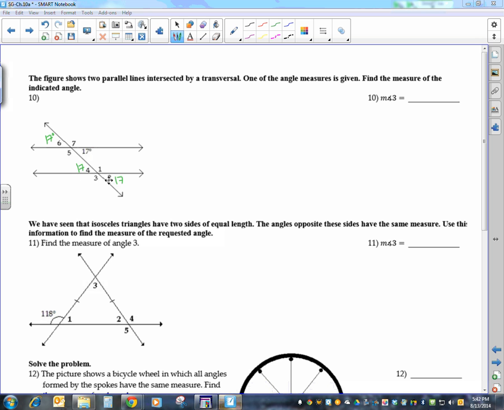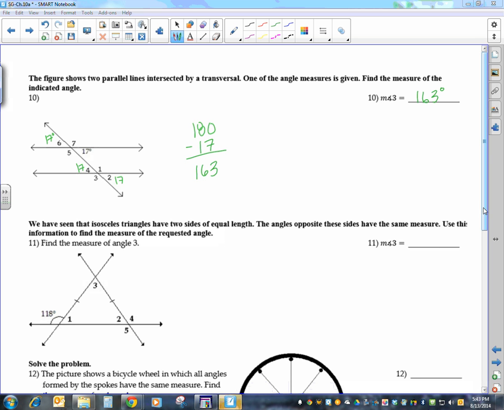But according to this, I need angle 3. So hopefully you can see that these two together form a linear pair. So I'm going to subtract 180 and 17 and get an answer of 163. So that's the measure of angle 3.